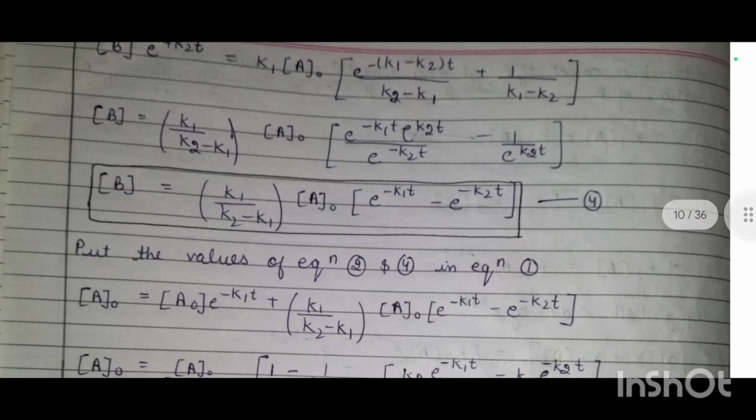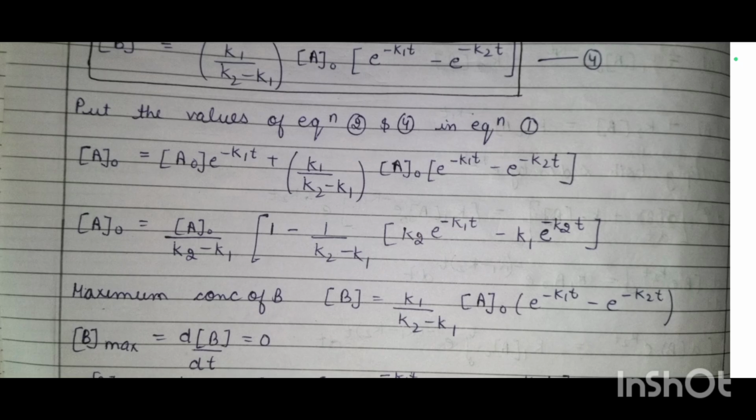So the concentration of B is k1/(k2 − k1) A0 (e^(−k1 t) − e^(−k2 t)). Putting these values into the equation, the total concentration is A0 = A0 e^(−k1 t) + k1/(k2 − k1) A0 (e^(−k1 t) − e^(−k2 t)), which simplifies to A0/(k2 − k1) [1 − (k2 e^(−k1 t) − k1 e^(−k2 t))/(k2 − k1)].